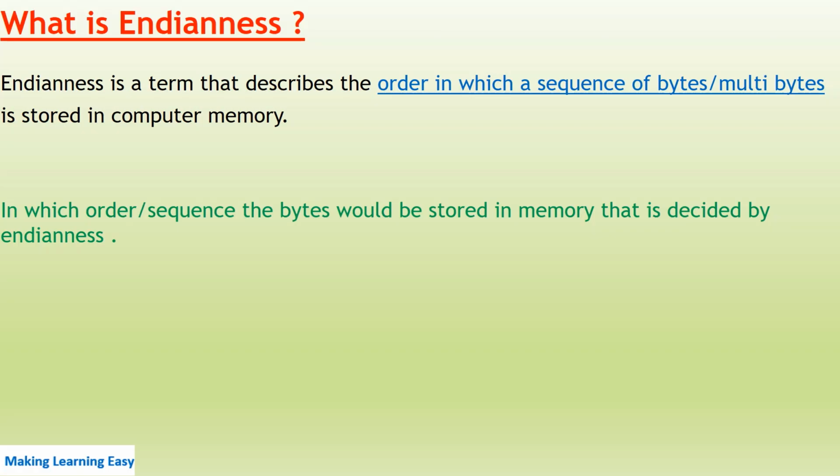Now let's see what is endianness. Endianness is a term that describes the order in which a sequence of bytes, or we can say multi-bytes, is stored in the computer memory.